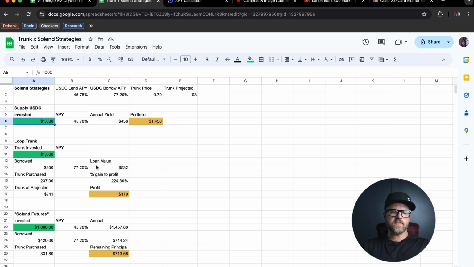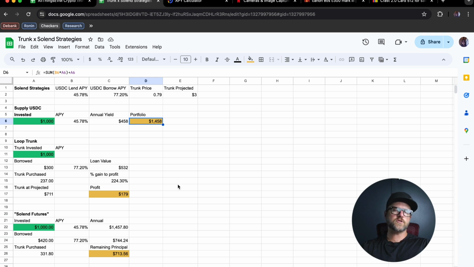If you put in $1,000 worth of USDC right now, the current APY is just 45%. We've seen it much higher, guys, and it is quite variable, which is pretty great for just stable yield. Stable yields are typically less than 20% across the board in crypto. And by the end of the year, your portfolio in Solend would be about $1,458. That's the annual yield plus your initial principal.